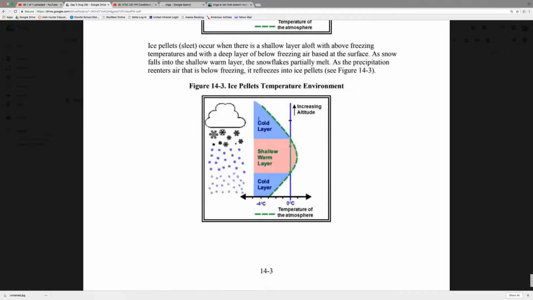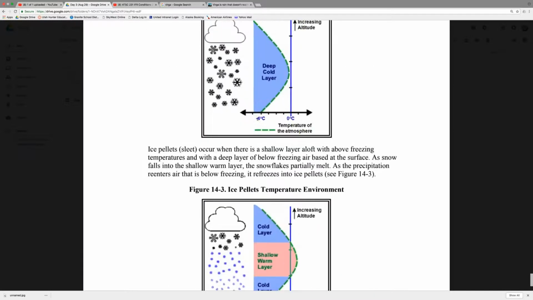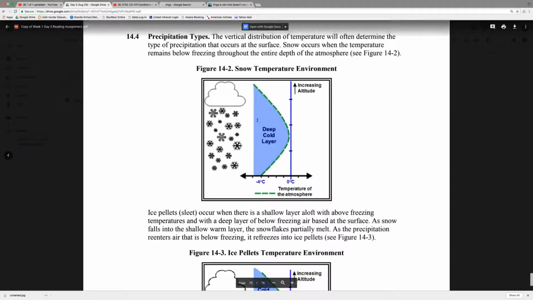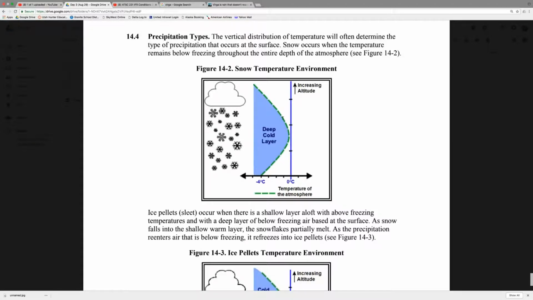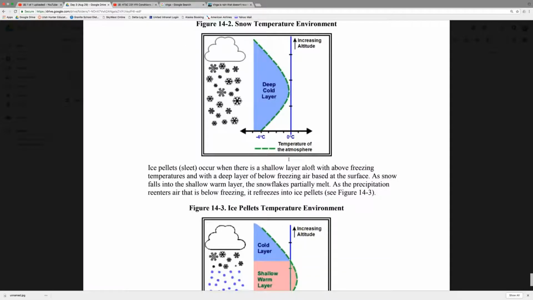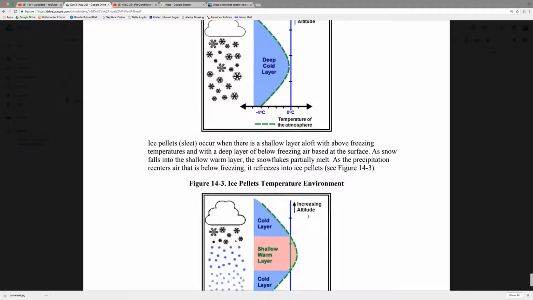So we have a lot of different types of precipitation. You've got snow, which has a deep cold layer, and the precipitation stays frozen the whole way down to the ground.